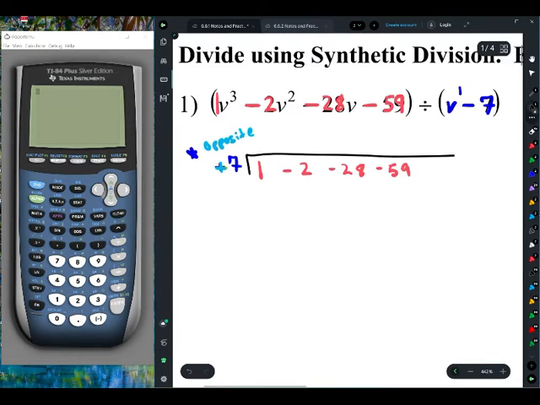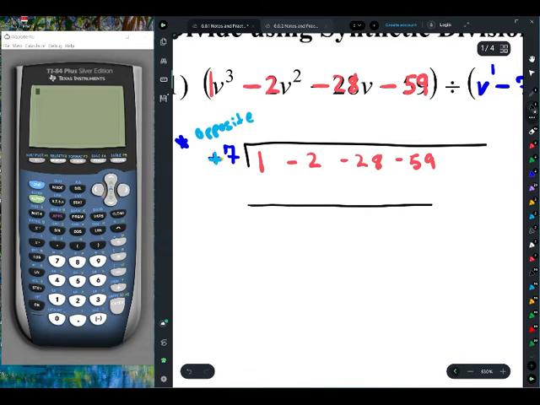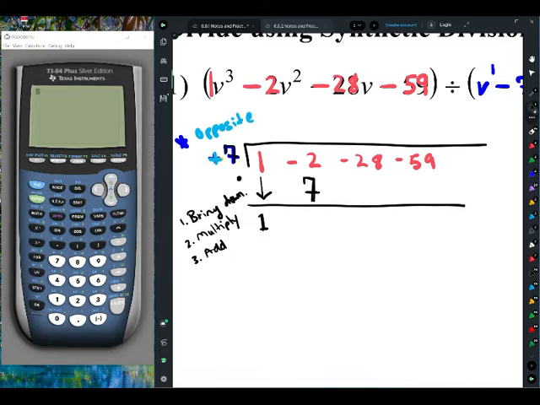After that, it's a nice little process. Once you do it a few times, it becomes pretty quick. The first step is to bring down the 1, or the first number. It may not be 1. Then you are going to multiply. We multiply the 1 by the 7 that's out front. 1 times 7 is 7. And then we add from the column. Notice I put the 7 below the negative 2. We're going to add that column together, and then we're going to repeat until we can't repeat anymore.